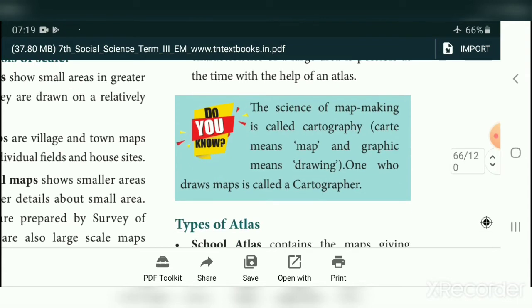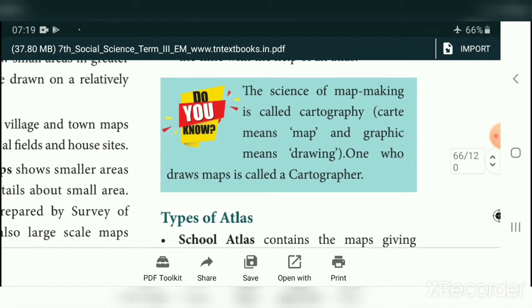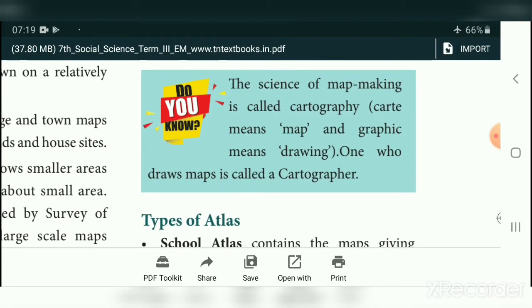The science of map making is called cartography. Note this one. Science of map making is called cartography. Cart means map and graphic means drawing. One who draws maps is called a cartographer. The study name is cartography. Those who are studying that cartography are called cartographers.